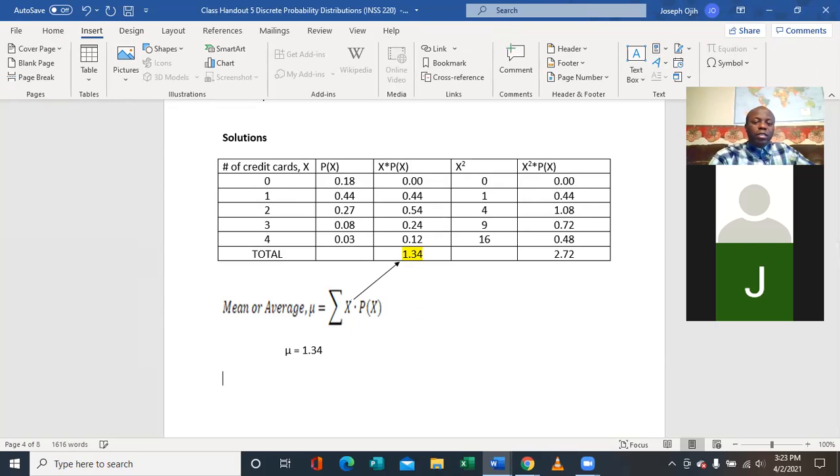Now, variance. Any question on this? If you have a question, please ask. No questions. No.